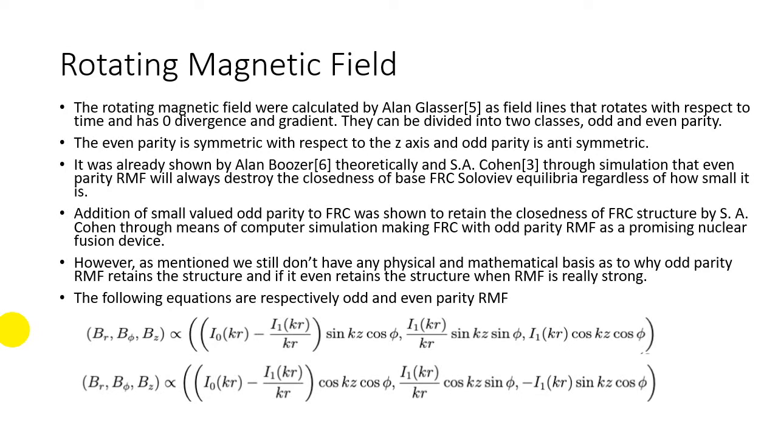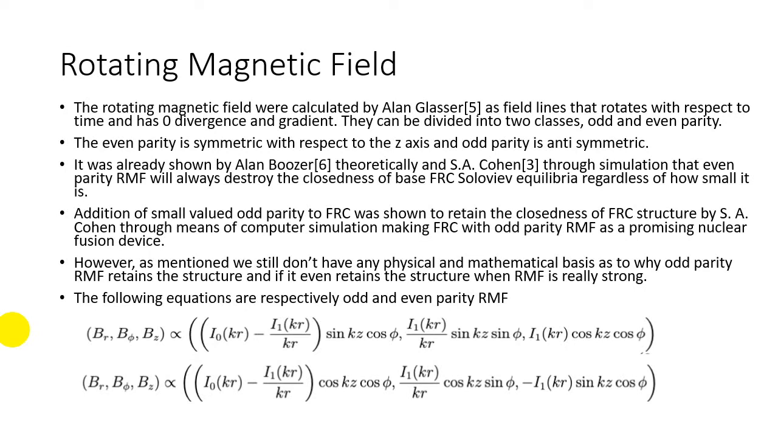Alan Boozer, the first time the tokamak was discovered, found that whenever the perturbation from outside is even parity, the inner structure blows up because of some other magnetic field that existed. And Samuel A. Cohen also showed that even for an FRC, if we add an even parity RMF, the structure opens up, as you saw fairly recently, they spiral outwards.